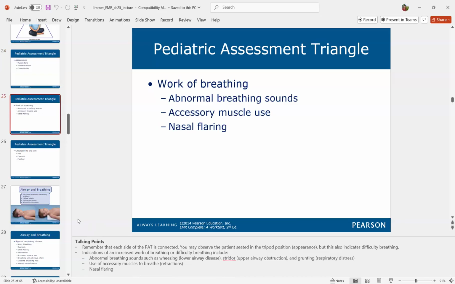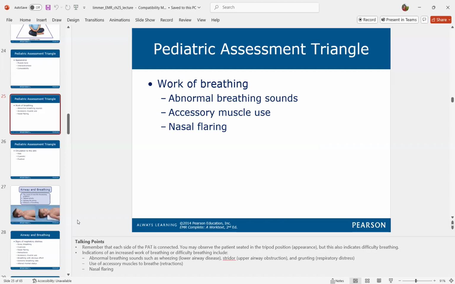The work of breathing: each side of this PAT triangle is connected. If we observe the patient seated in that tripod position, like legs crossed or bent over in appearance, that also indicates difficulty breathing. Indications of an increased work of breathing include abnormal breathing sounds like wheezing, which is usually asthma, and stridor, which is usually an upper airway obstruction. Maybe they're choking on something, or they put something in their mouth. Grunting, was there a respiratory distress?